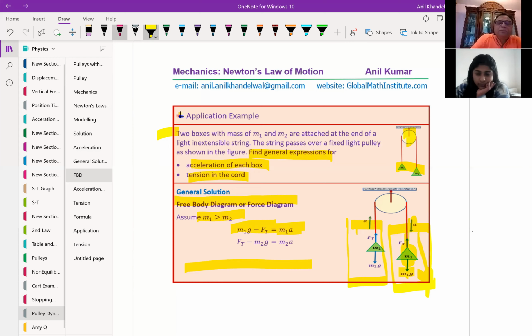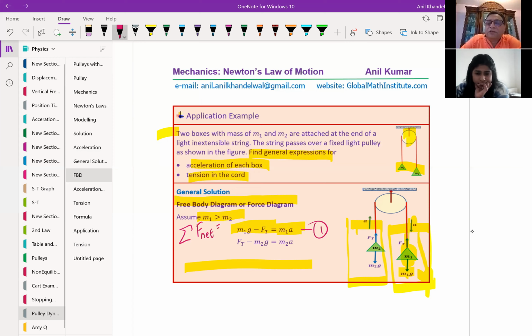So basically, we are writing here that F net, the sum of all the forces, is equal to MA. So that is what Newton's second law is. Mass is M1, acceleration is A. We get our equation number 1.